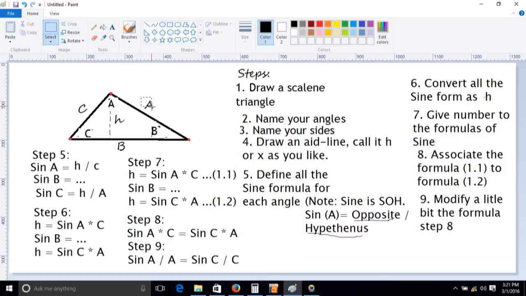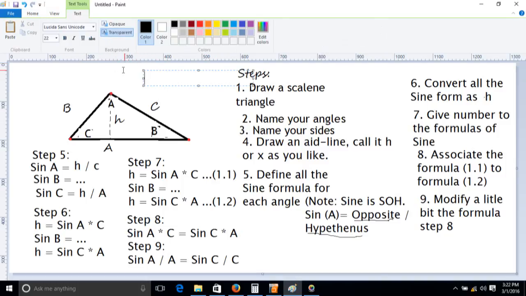So look again: in front of angle A is side A, right? And in front of B is side B, right? And in front of angle C is side C. So it goes like this. Now you're done. You make a new triangle, right? So you can define sine B as h over c, right? Next we continue. Sine B is equal to h over c, right?